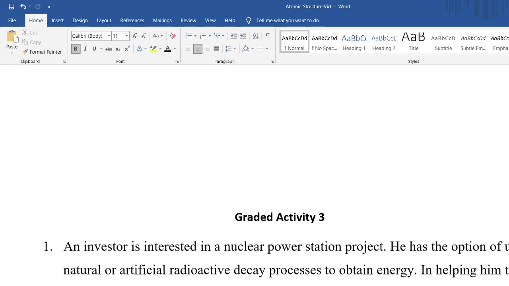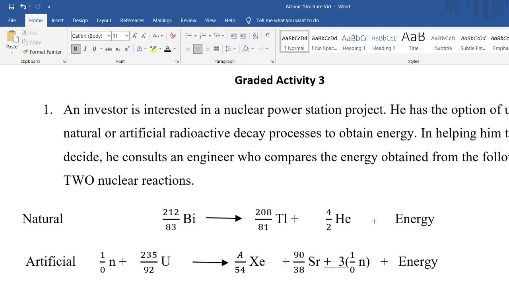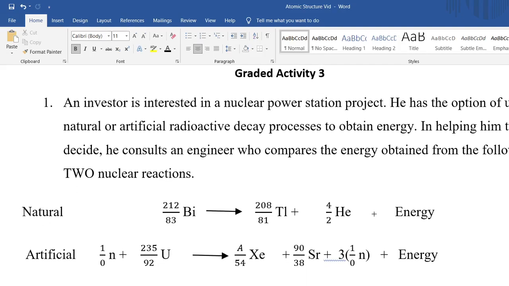We will look at the question. So we have two types of radioactive decays, or radioactive equations, occurring. You have the natural form where one gives off an alpha particle, and you have another form where you bombard this large particle with a neutron.